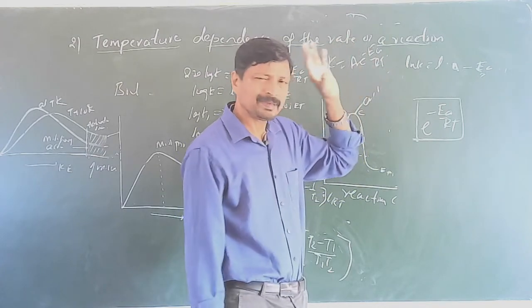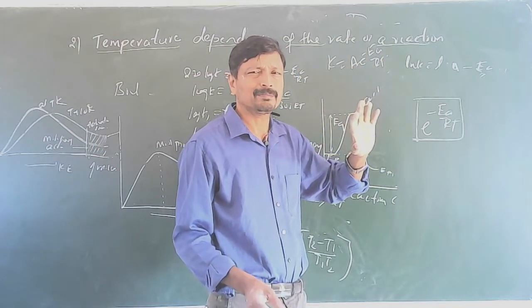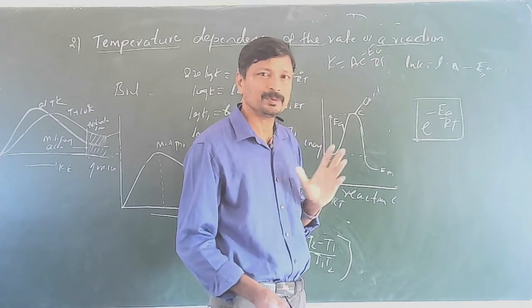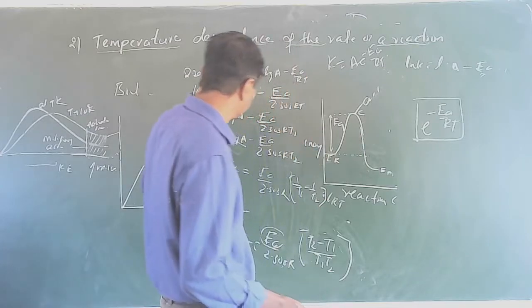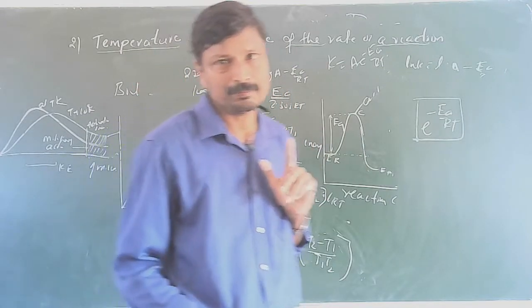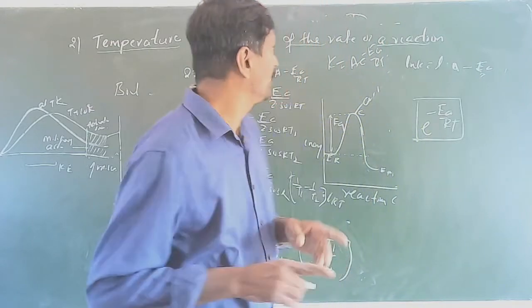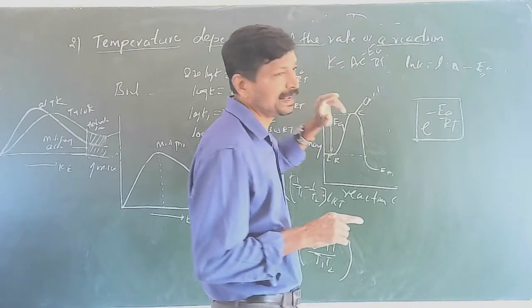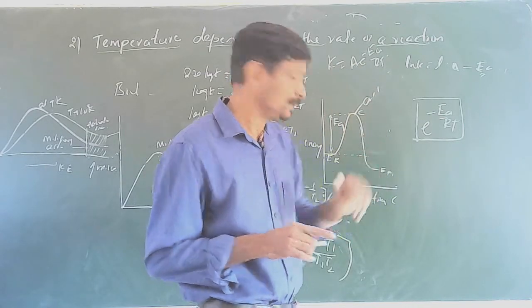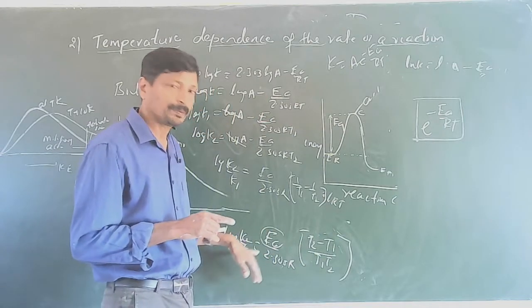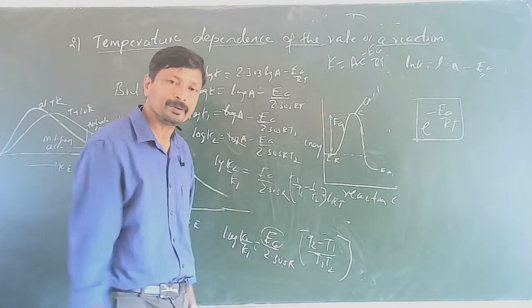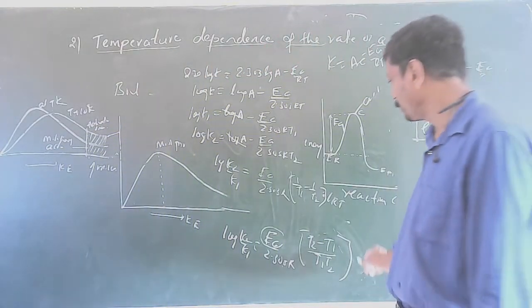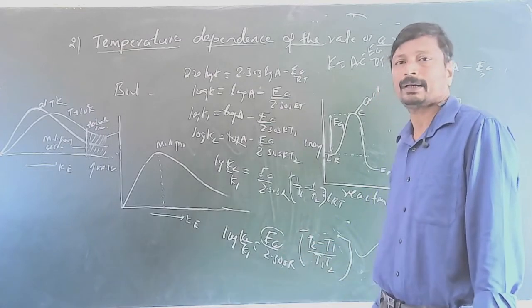Actually, A is the number of collisions, and this shows the fraction of molecules having activation energy. So by knowing the Arrhenius equation, you should know all three forms. One is k equals A e raised to minus Ea by RT. The second form is ln k equals ln A minus Ea by RT. The third form is log of k2 by k1 equals Ea by 2.303 R into (T2 minus T1) divided by T1 T2. This form is important because you can calculate the activation energy.